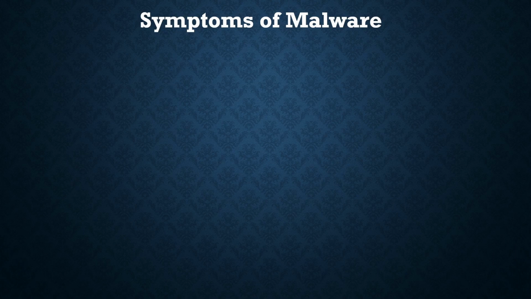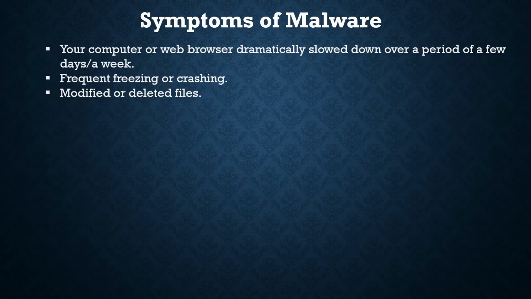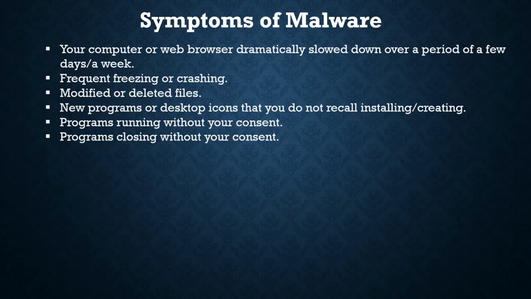So the first symptom is your computer or web browser dramatically slows down over a period of a few days or a week. Your system is freezing or crashing. Third is modified or deleted files, new programs or desktop icons that you do not recall installing or creating. Programs running without your consent is another symptom of malware. Programs closing without your consent. Changes in your security settings. You will see some changes in your security settings as well.